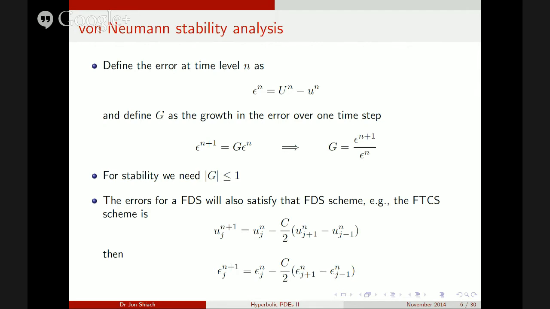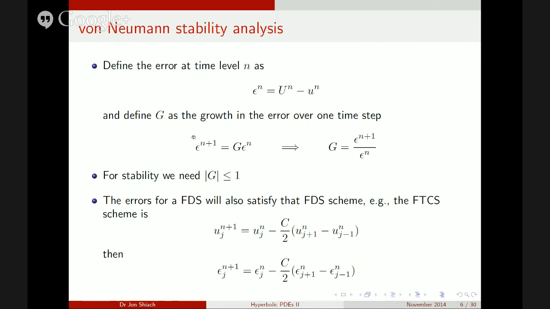Okay, so von Neumann stability analysis. What we do is we're going to define an error. I'm going to use epsilon. So my epsilon is the error between the actual solution and our computed solution. Big U is the actual solution, little u the computed solution. That's not a power, that's a time step. So at each different time step, there's going to be a different error, and at each node, there's going to be a different error. The superscript n is the time level n.